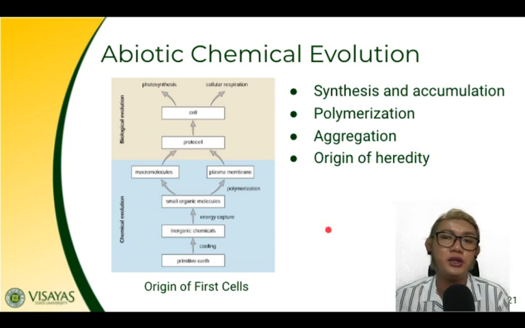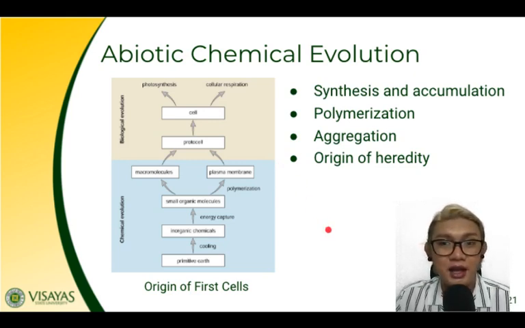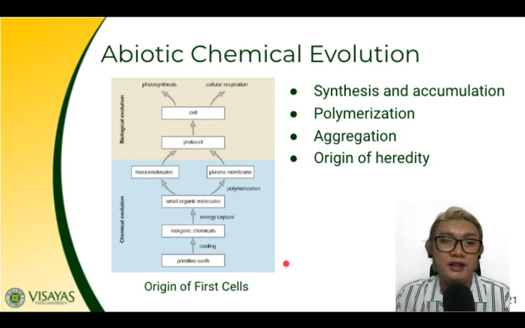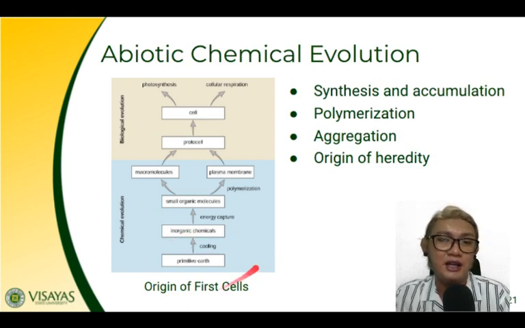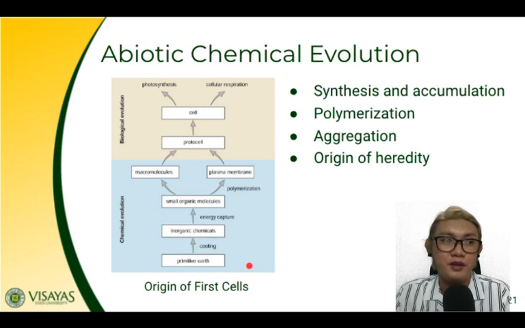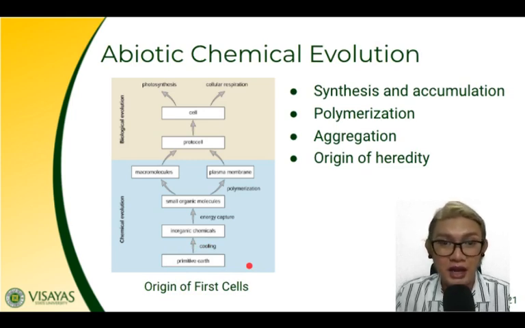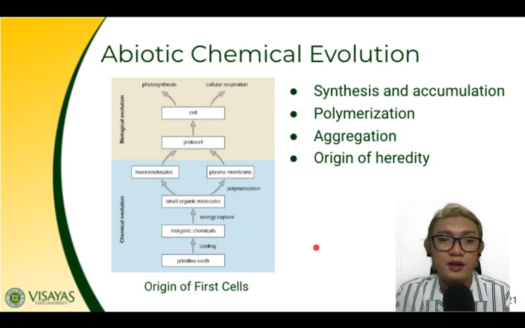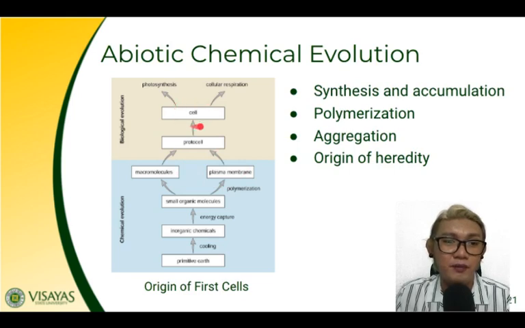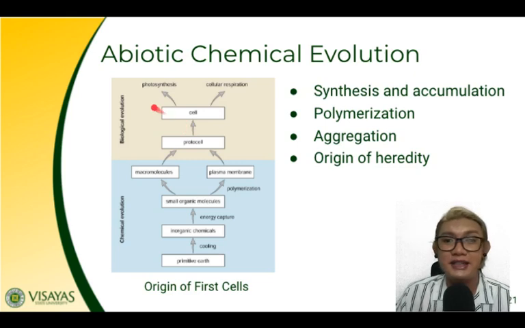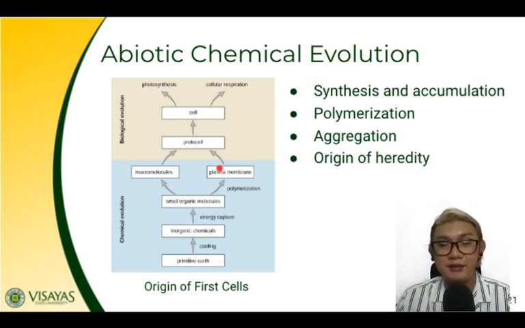Another theory that would describe the origin of life is called abiotic chemical evolution. Some scientists believe that the first cells arose spontaneously from inorganic compounds present in the primitive Earth, due to energy from lightning, UV radiation, and intense heat, which led to the synthesis and accumulation of organic compounds. From those organic compounds, larger molecules polymerized and aggregated and gave rise to heredity. From there, the first true cells were formed, and these cells were capable of cellular respiration and photosynthesis until the present types of cells emerged.